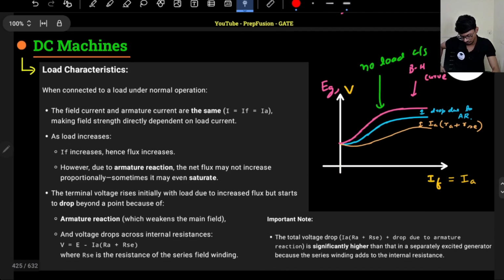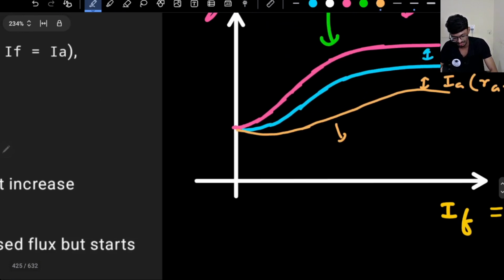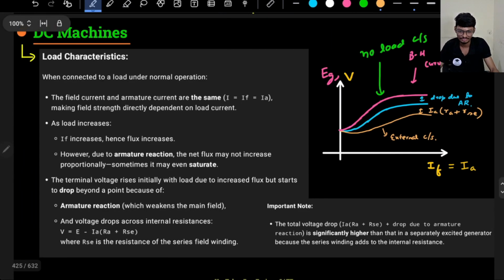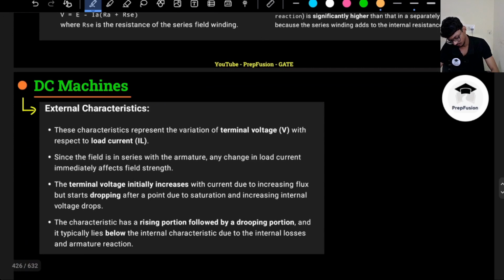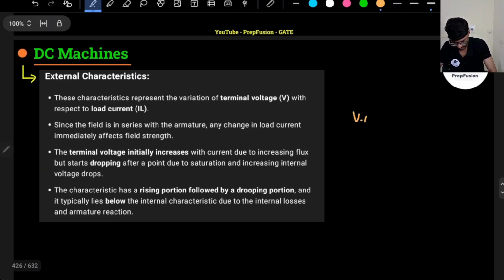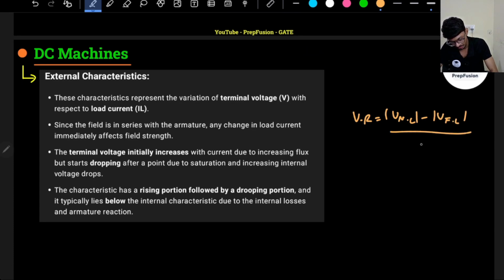I hope you have understood this basic point. This last one is the external characteristics or load characteristics of a DC series machine. Very simple and very easy to understand. This has the poorest voltage regulation from no load to full load. Voltage regulation is V no load minus V full load divided by V full load. This difference is very large, but in case of other machines the difference is not much higher.